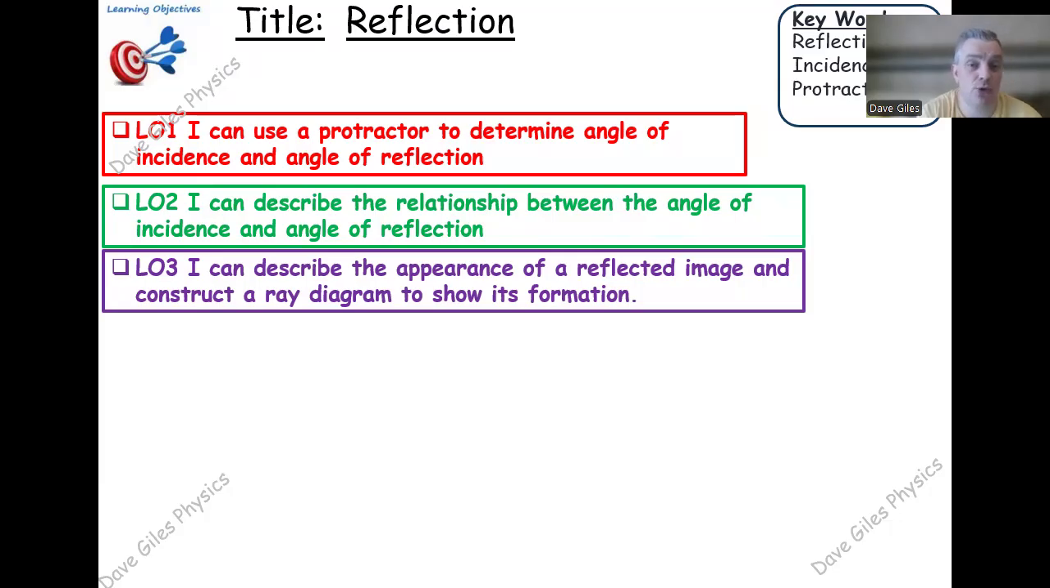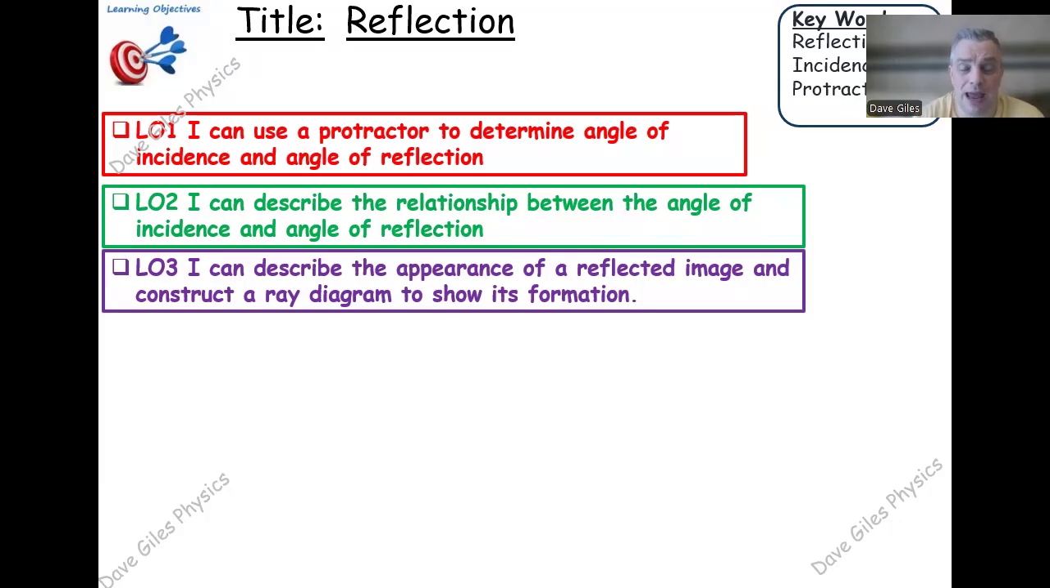We're looking at the waves unit, and today we're looking at reflection. So I want you to use a protractor to determine the angle of incidence and angle of reflection. I want you to describe the relationship between those two angles, and then describe the appearance of a reflected image and construct a ray diagram to show its formation.